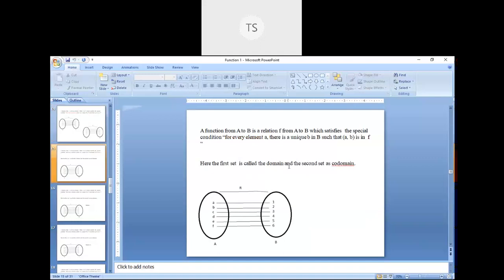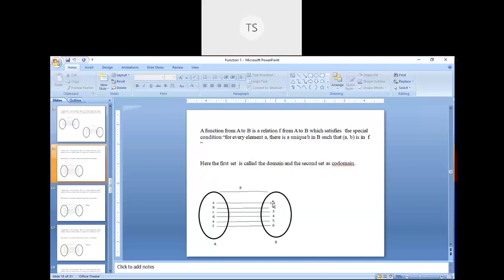This point we have already discussed in our previous class, what is a domain and codomain. So here again I am repeating that the first set is called the domain and the second set the codomain. In our earlier class also, in the case of relation, we have discussed what is a domain and codomain. Is it correct? So here again I have written that the first set of the relation R is called the domain and the second set the codomain.